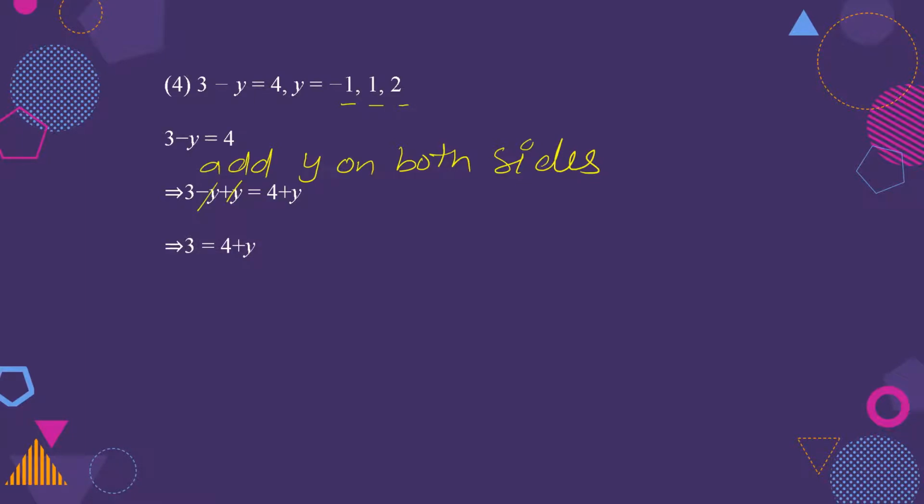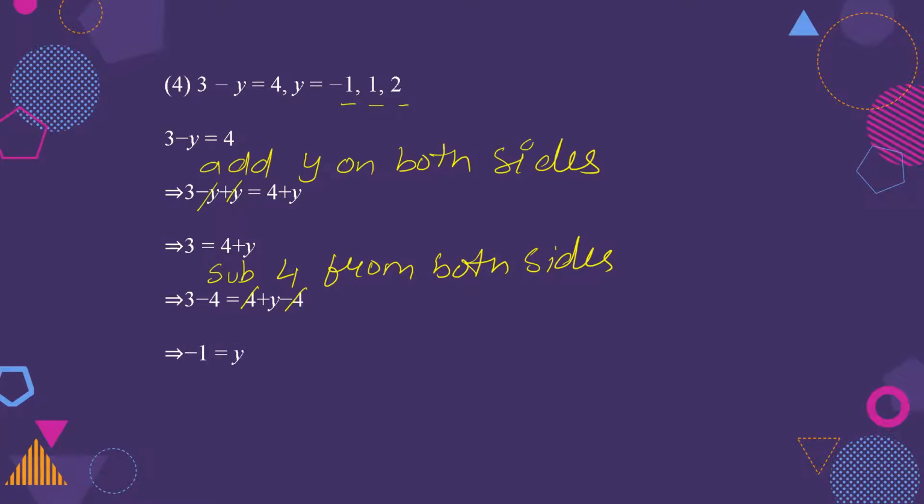Now next what we can do is subtract 4 from both sides. So by subtracting 4 on both sides, we get 3 minus 4 is equal to 4 plus y minus 4. So you have plus 4 and minus 4. So 3 minus 4 is equal to minus 1, and on the right hand side we have y. So y equal to minus 1 is the solution of the given equation.